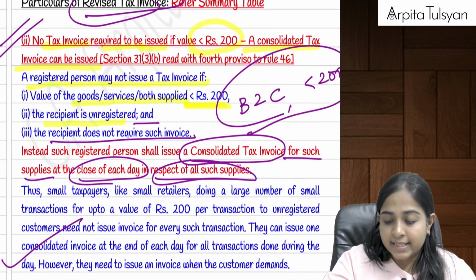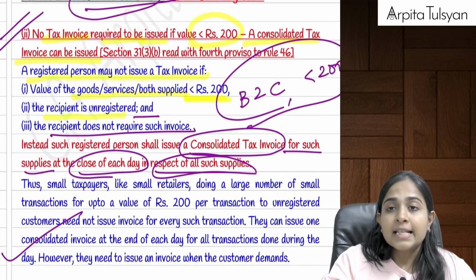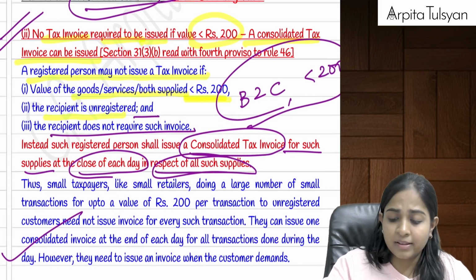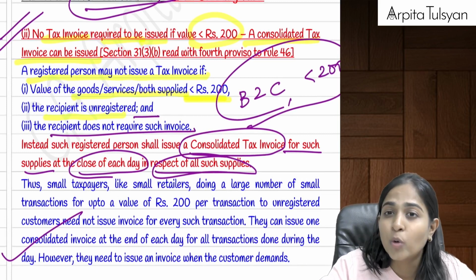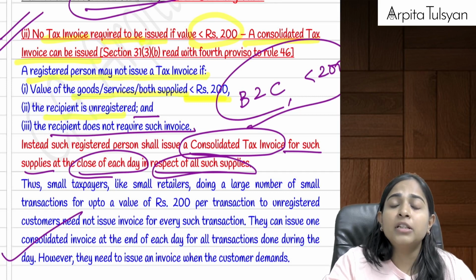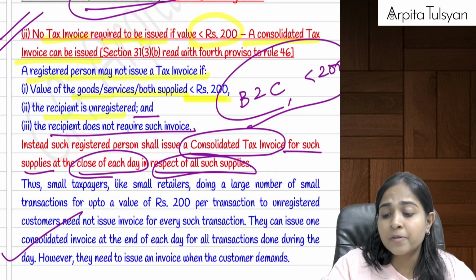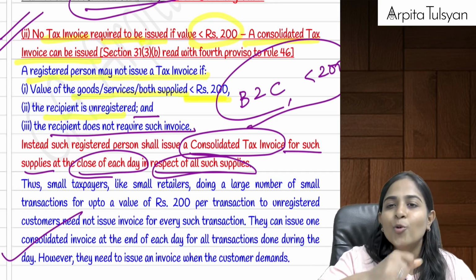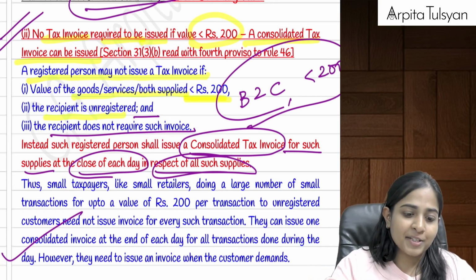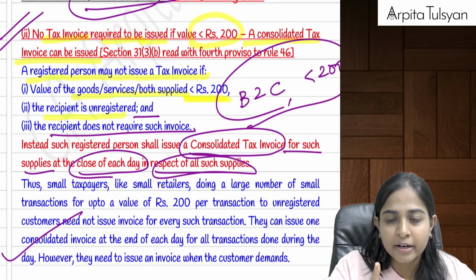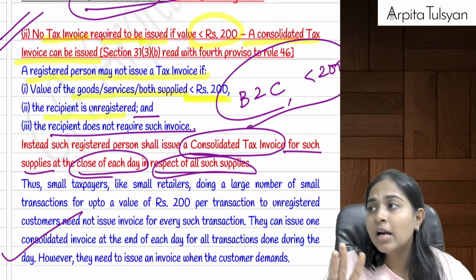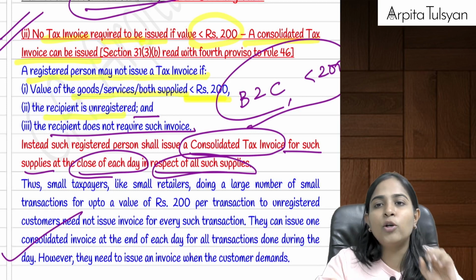Acha, one more exception that has been given here is: suppose you have done a supply whose value is less than rupees 200, and the supply has been done to an unregistered person who does not need a tax invoice. In that case, there is no need to issue a tax invoice, provided the value is less than 200, the supply is done to an unregistered person and he does not require a tax invoice.